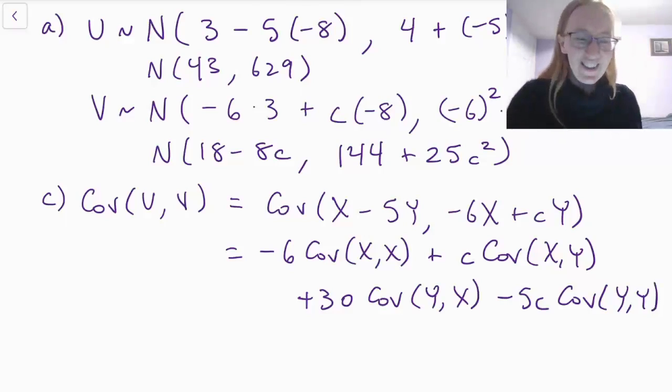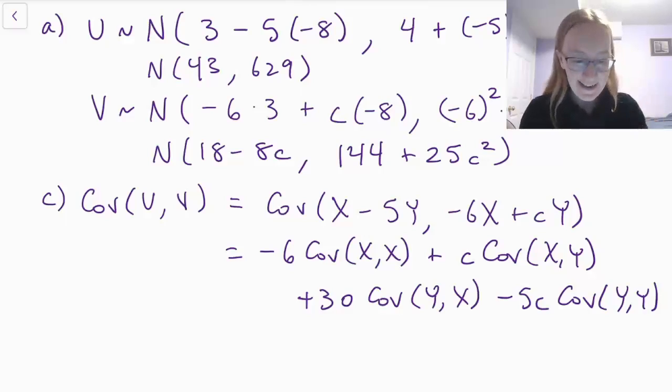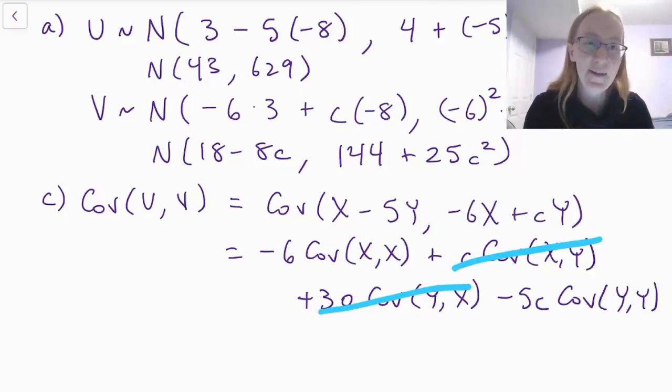So looking at that, it looks like we made it worse. But remember two things. In this example, we were told that x and y were independent. So that means this is 0 and that is 0. The covariances are 0 between x and y because x and y were independent, and independence does imply 0 covariance. So we can just get rid of that.